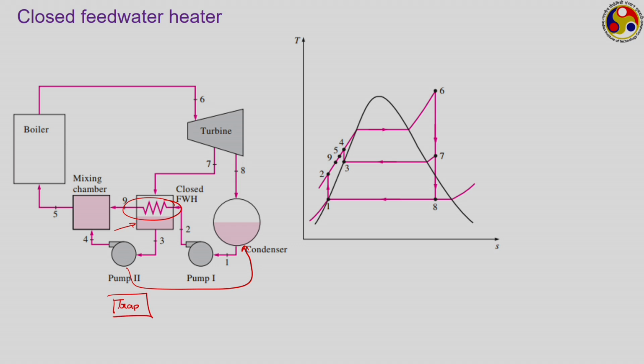A trap is an arrangement which operates on throttling. It allows the condensate formed in the closed feed water heater from the bleed stream to throttle back to the lower pressure closed feed water heater. The condensate from the last feed water heater is allowed to flow back to the condenser.